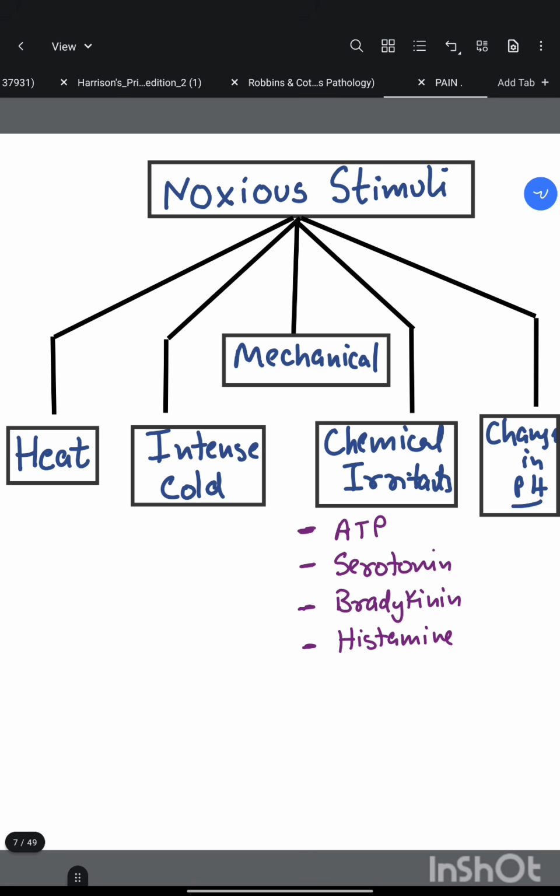But then you wait for a while, console yourself, and start walking. Then, while walking, there is also continuous, slow, dull, aching pain associated with that great toe, and that, my friends, is with the help of the C fibers. So these noxious stimuli are going to activate the A delta and the C fibers. And any chemical irritants, serotonin, bradykinin, ATP, histamine, and any change in the pH can activate our primary afferent nociceptors.